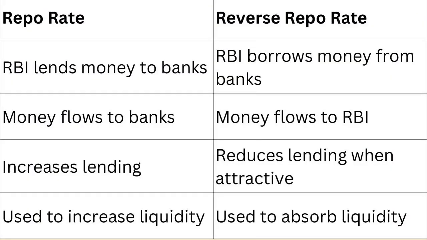Now let's compare the two concepts together. This is one of the most important comparisons for the board exam. In repo rate, the RBI is the lender. Money moves from RBI to commercial banks. In reverse repo rate, the RBI is the borrower. Money moves from commercial banks to RBI. Think of two arrows. One arrow goes from RBI to bank, the other goes from bank to RBI.